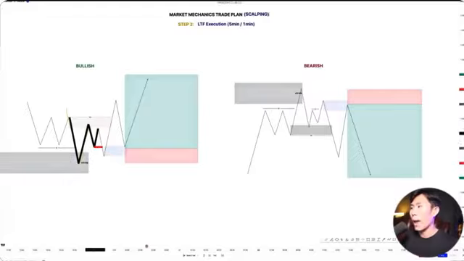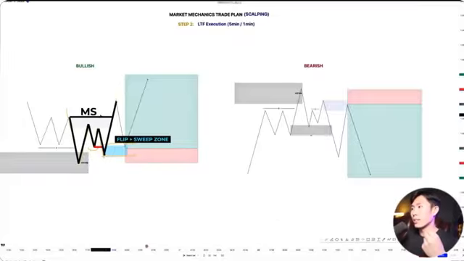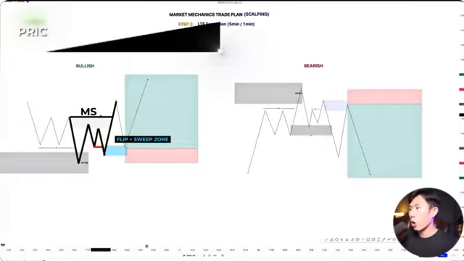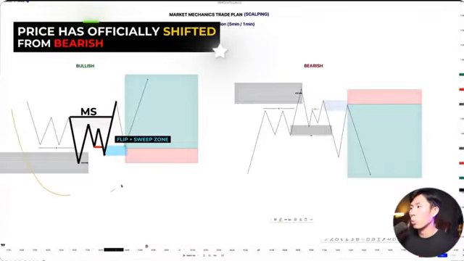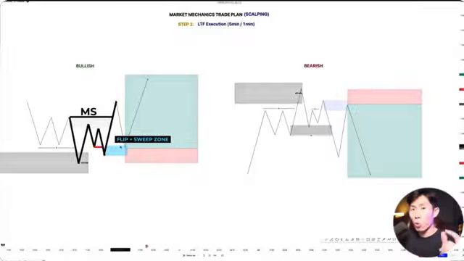So now, instead of entering right here, we want to wait for price to create that flip plus sweep zone. Price later comes down here, sweeps the available liquidity below this swing low, gives us our flip plus sweep zone before price goes up there and creates that market shift, which confirms to us a shift in structure, and price has officially shifted from bearish to bullish. Demand has overpowered supply, and right now we are about to go.